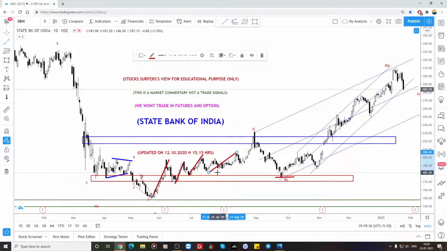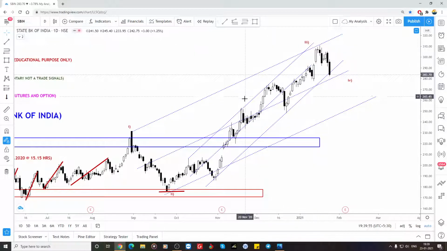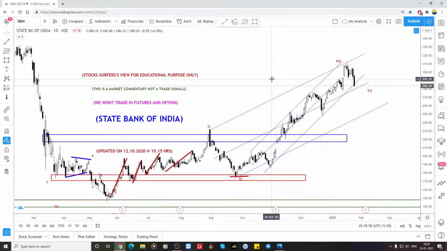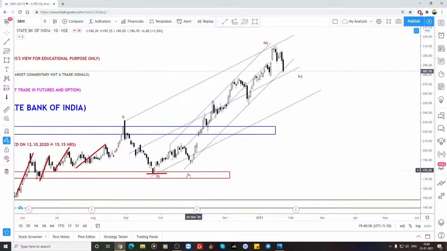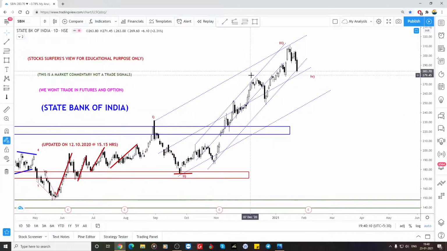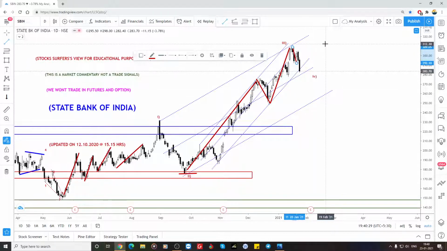But previously I did it as a triangle 1 and A, B and C. So we can do it like that also. A, B, C as a 1, A, B, C as a 2, and here A, B, C as a W, X, A, B, C. So in any condition, it is looking like the third wave has completed. Whether A, B, C as a 1, A, B, C as a 2, or this could be A, B, C as a W, X, A, B and C. Here this is a five-wave structure, A, B and C. So this is the third. Again A, B and C as a fourth. Again one more A, B, C for the 5 is also possible.